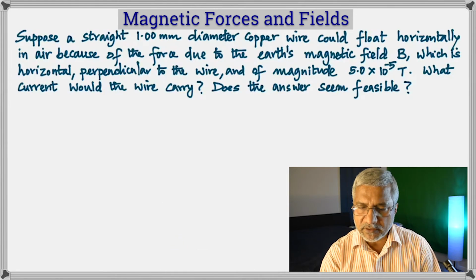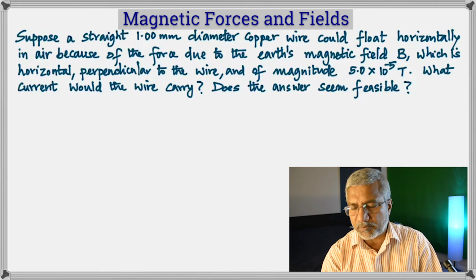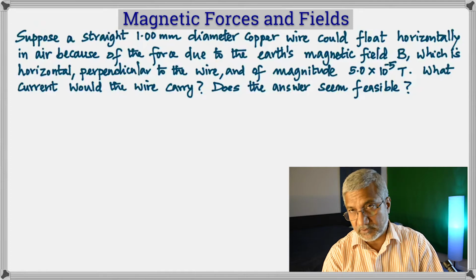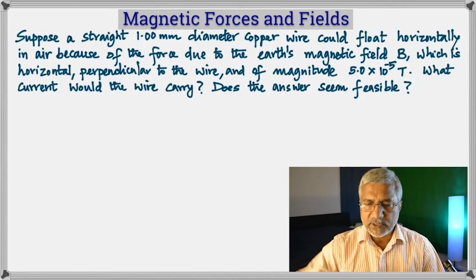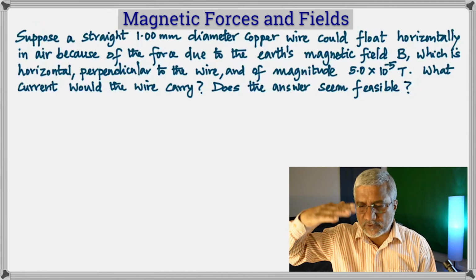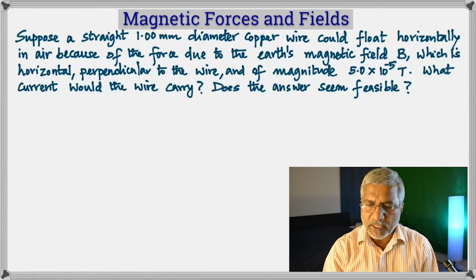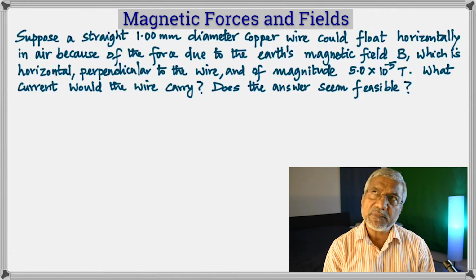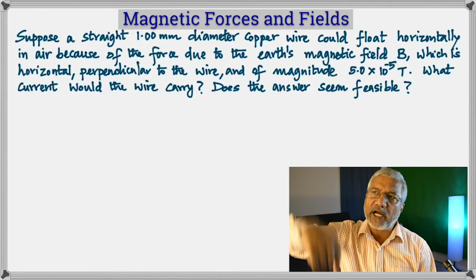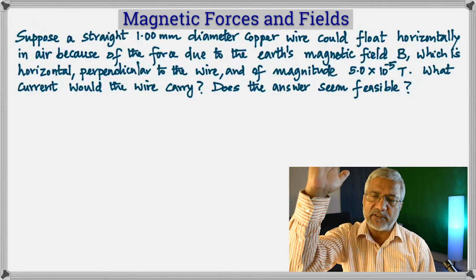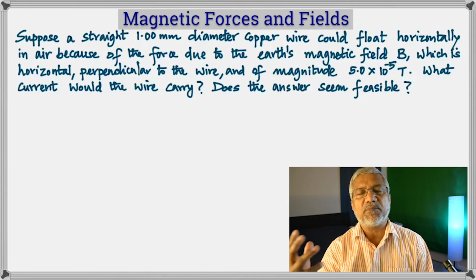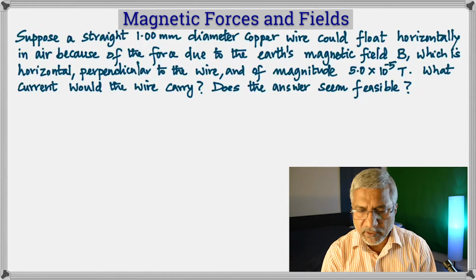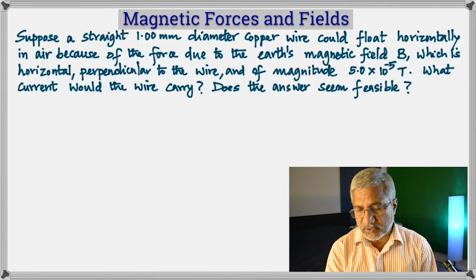Suppose a straight 1 millimeter diameter copper wire could float horizontally in air. Wow, is that really going to happen? We'll find out. A copper wire is floating horizontally in air because of the force due to the Earth's magnetic field, B. That means the weight of the wire is being balanced by the force due to the Earth's magnetic field. They must be equal and opposite. And they're saying which is horizontal.